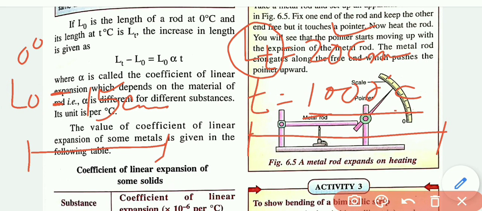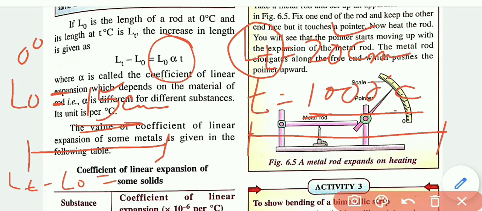Now what is this one? L0 means that 15 centimeter. So we will write that Lt minus L0 equals L0.